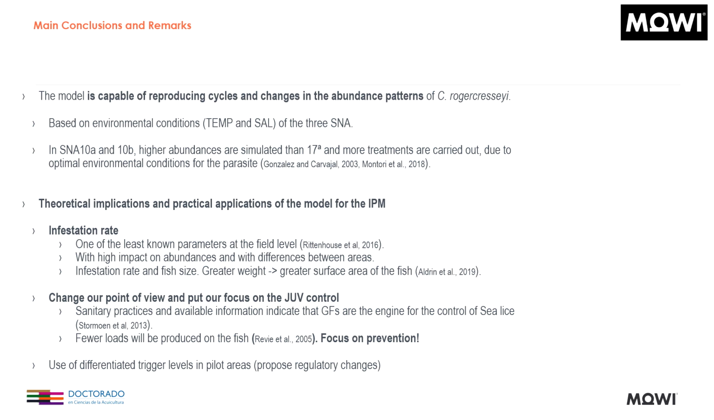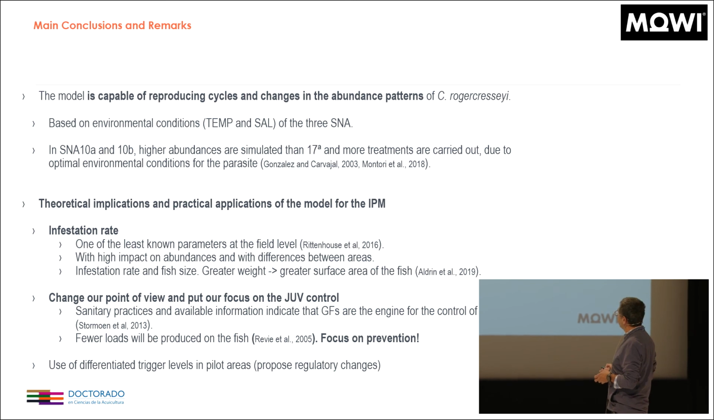What are the theoretical implications and practical applications of the model for integrated pest management? For us, it was quite relevant: this variable, the infestation rate, one of the less known parameters at the field level, with high impact on abundance and with differences between areas. And the infestation rate and fish size, we know that greater weight means greater surface area of the fish. And finally, a change of our point of view, putting our focus on juvenile control.